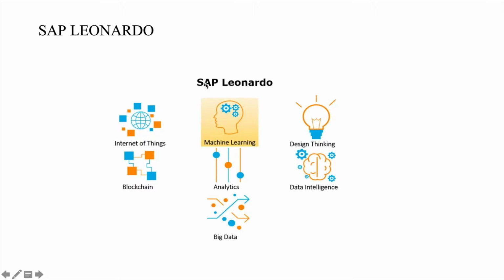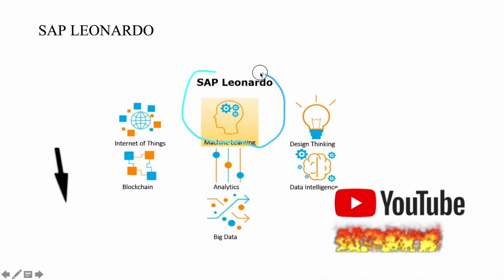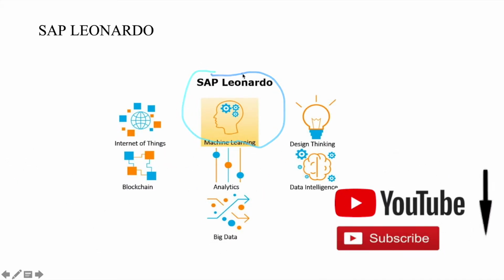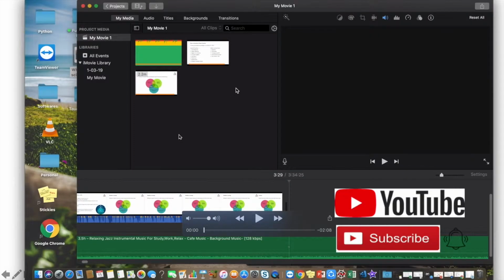In SAP Leonardo, we have so many technologies inside, like IoT, Internet of Things, blockchain, analytics, big data, data intelligence, design thinking, and so on. But machine learning is something very important, and it comes into the picture in SAP Leonardo. So let's get started. Let's see what is inside machine learning.